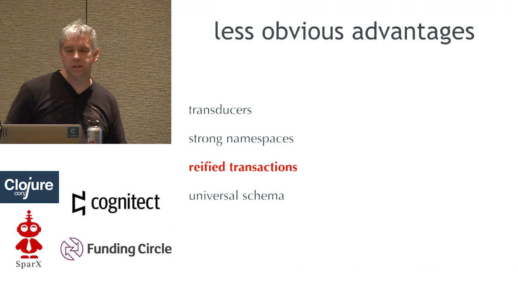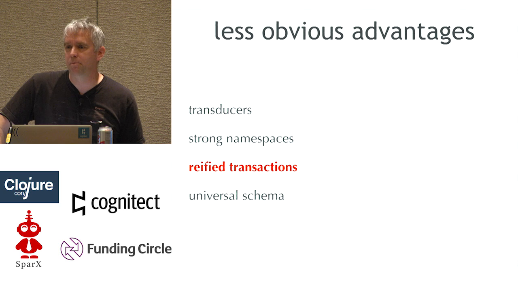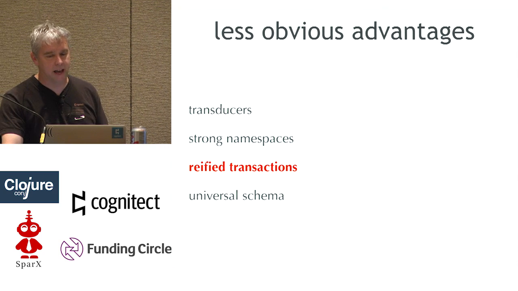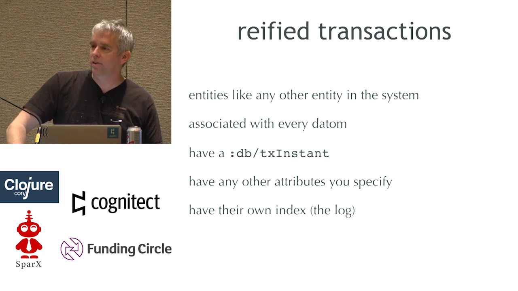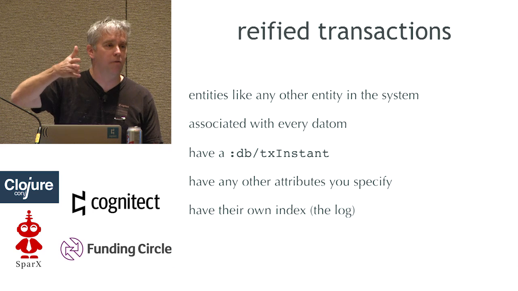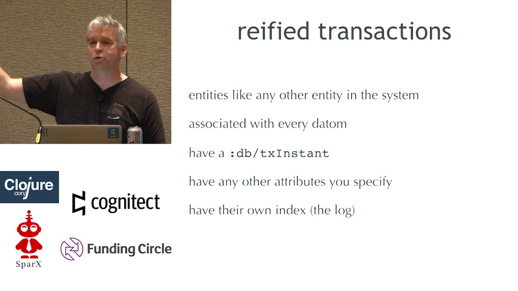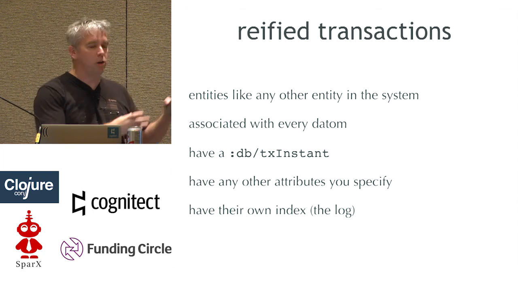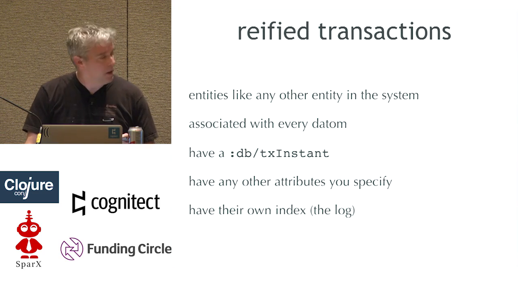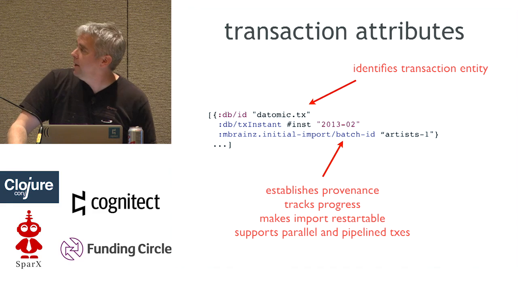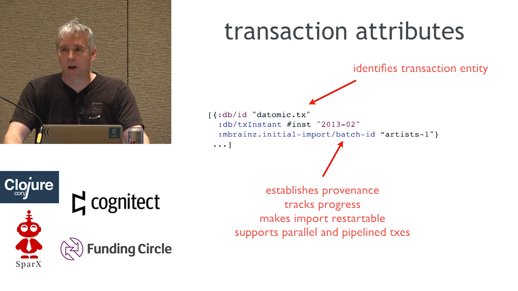Another less obvious advantage is reified transactions. And Tim Ewald gave a talk on reified transactions last year at the Datomic mini-conf before ClojureConf. I'd recommend that you watch that if you're interested in this. But the idea is that in Datomic, transactions are entities like any other entity in the system, and transactions are a durable record of operation. Right? Just as you have records about people, or in our case, songs and tracks and whatever, you have records about what you did to the system. And you can put your own attributes on these transactions. So when I put together the importer, I added an attribute called mbrains.initialimport/batchID. And that attribute is on every transaction now that puts data into the system.